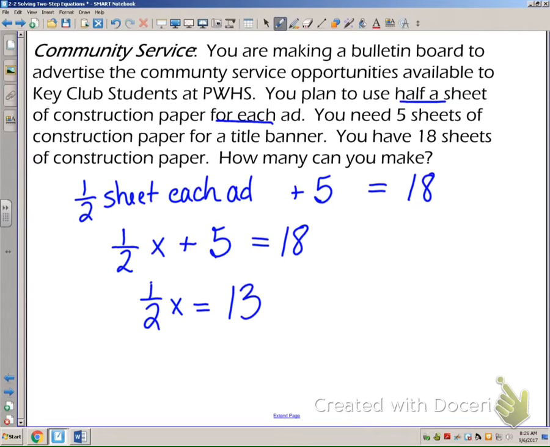So at this point, how do I get rid of a fraction? Well, a lot of people think, okay, well, it's being multiplied, so I'm going to divide. A half divided by a half is a really ugly thing. So when I'm dealing with fractions, we know to, instead of dividing, multiply by the reciprocal. That means I'm flipping the fraction over. Why would I do this? 2 times 1 is 2, 1 times 2 is 2, 2 over 2 is 1, 1 times x is just x. So 13 times 2 is 26. So how many ads can we make? We can make 26 ads.